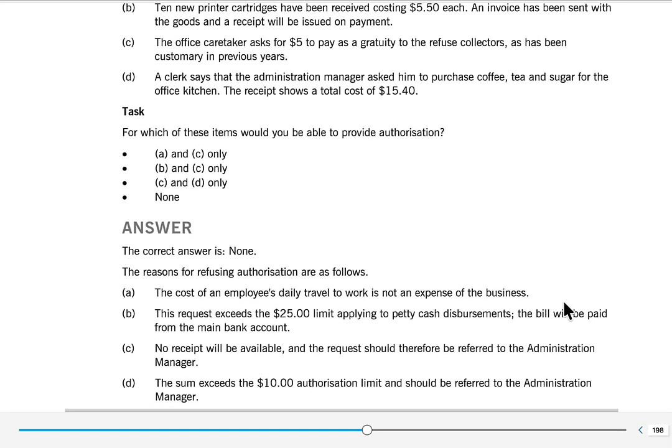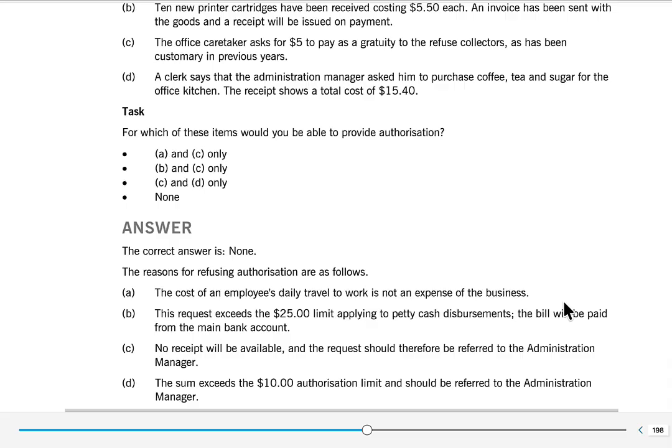Rule 3. There is a maximum limit for a petty cash payment. In this chapter's scenario, any single petty cash payment above $25 is too large, so it should be paid from the main bank account, not from petty cash. Rule 4. The petty cashier has an authorization limit. That means the petty cashier can approve small payments only, up to $10. Anything above $10 must be approved by the administration manager. Now we apply these rules to each request.